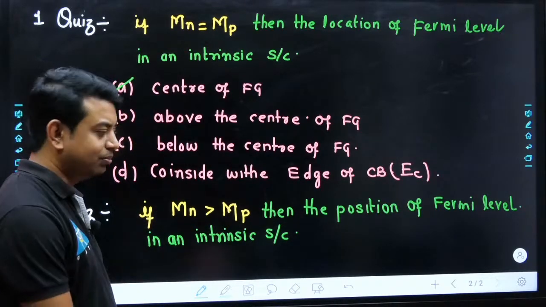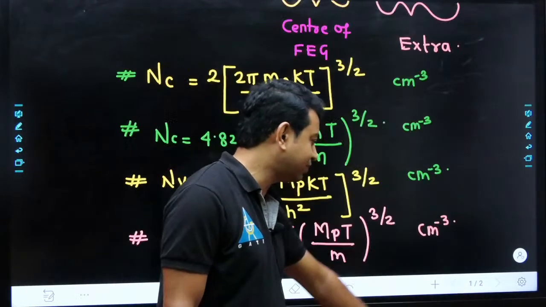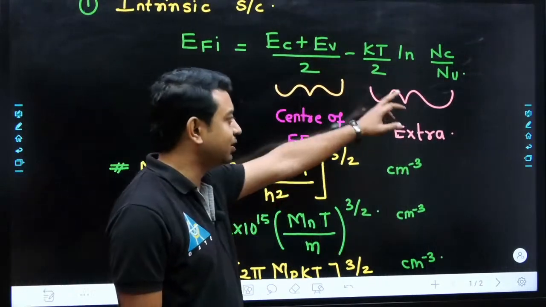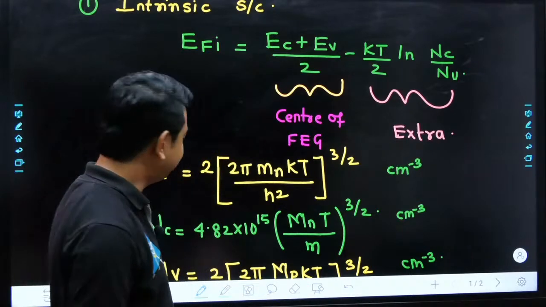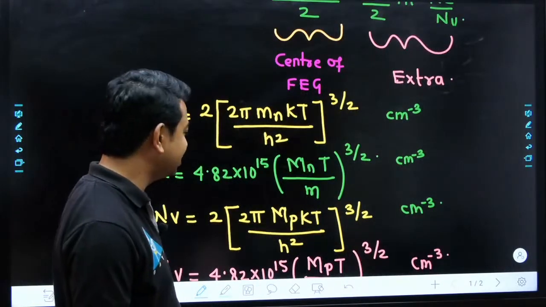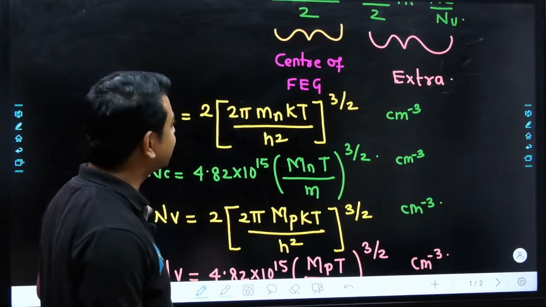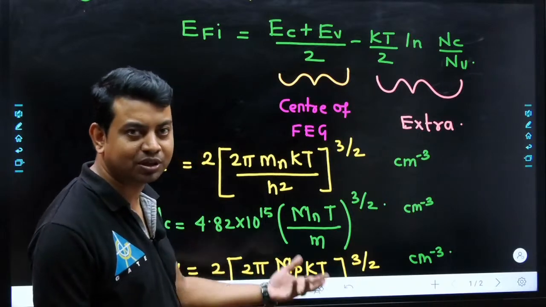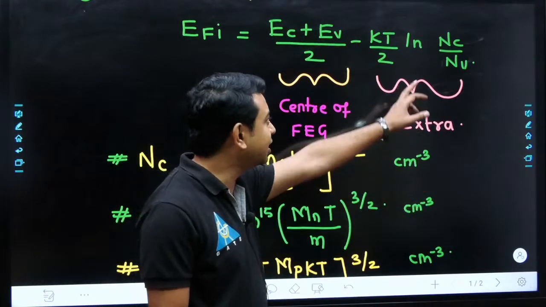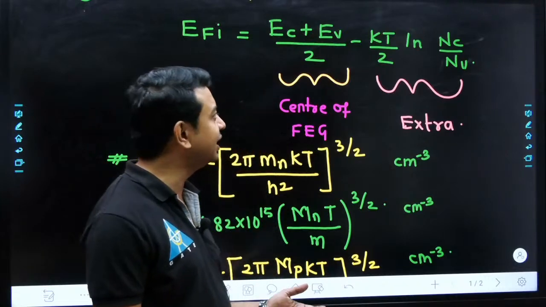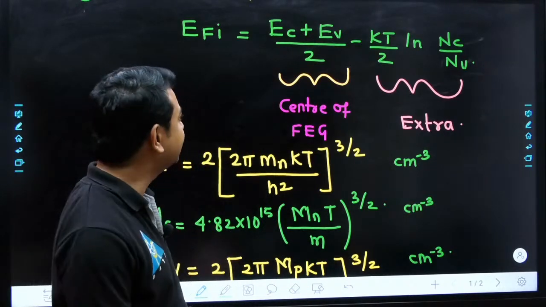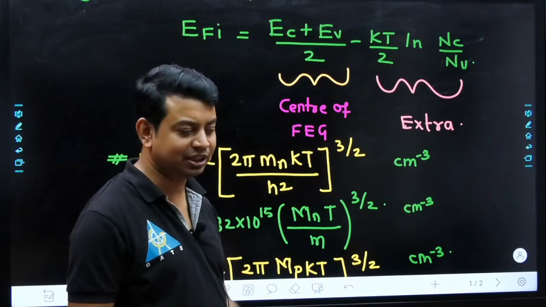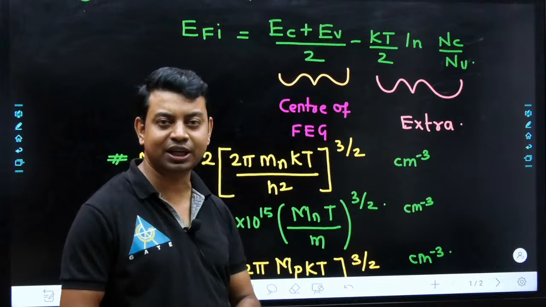What is the reason? Because if the effective mass of electron is equal to the effective mass of hole, then what will be the equation? Then NC will become NV, because the only difference that we have seen between the NC and NV formulas is nothing but the effective mass of electron and effective mass of hole. So, if you write this formula for getting the answer of quiz number 1, then NC by NV will be equal to 1 and ln of 1 will be equal to 0. Then we just have EC plus EV divided by 2 only, and that means it is exactly located at the center of forbidden gap.